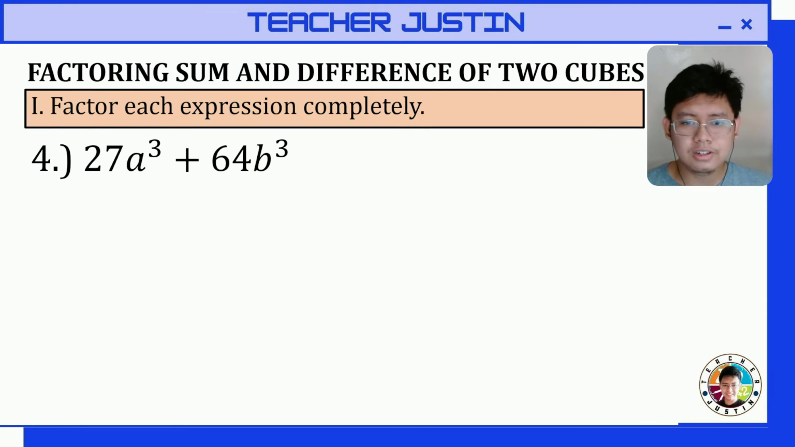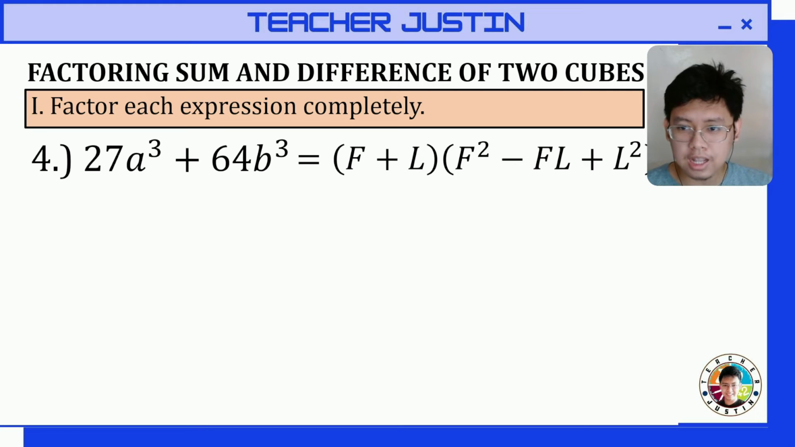Okay, let's factor this polynomial 27a raised to 3 plus 64b raised to 3. So, we are given a perfect cube sa first term, perfect cube sa last term, and yung operation nila is addition. So, we have a sum of 2 cubes. Okay, pag may sum of 2 cubes tayo, gagamit tayo ng pattern na f plus l, that's the first group. Then, yung second group natin will be f squared minus fl plus l squared. Okay, so yun yung pattern na gagamitin natin.